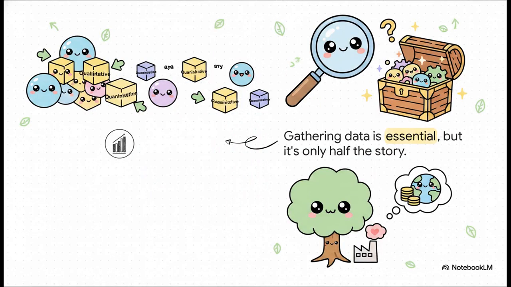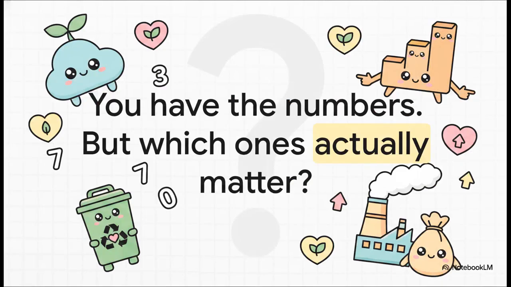And this is such a crucial point. Collecting all this data, both the numbers and the context, it's a fantastic start. But a long list of facts and figures doesn't magically tell you what to do next. It really is only half the story. Which leads us to the big question, right? You've done the hard work, you've gathered the data, you've got the numbers in front of you, but how do you figure out which of those numbers represent the most critical issues for your business and for the environment?